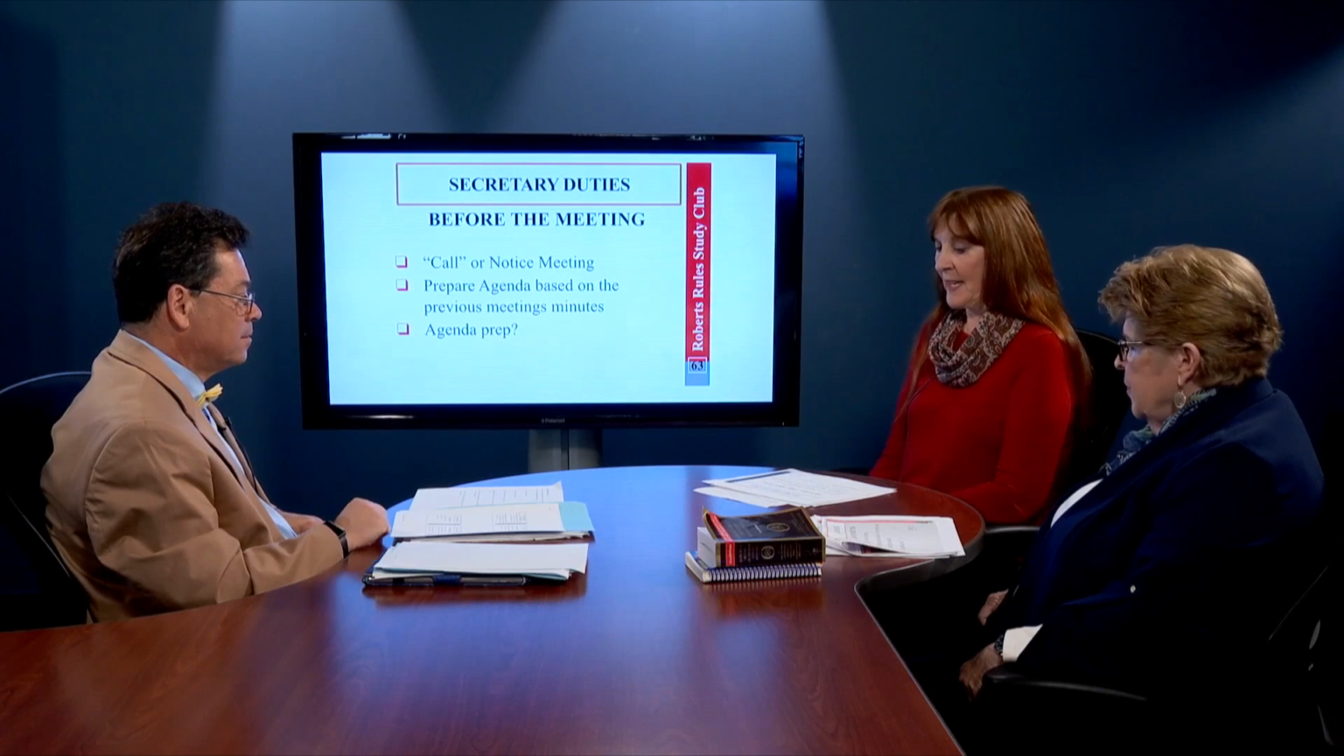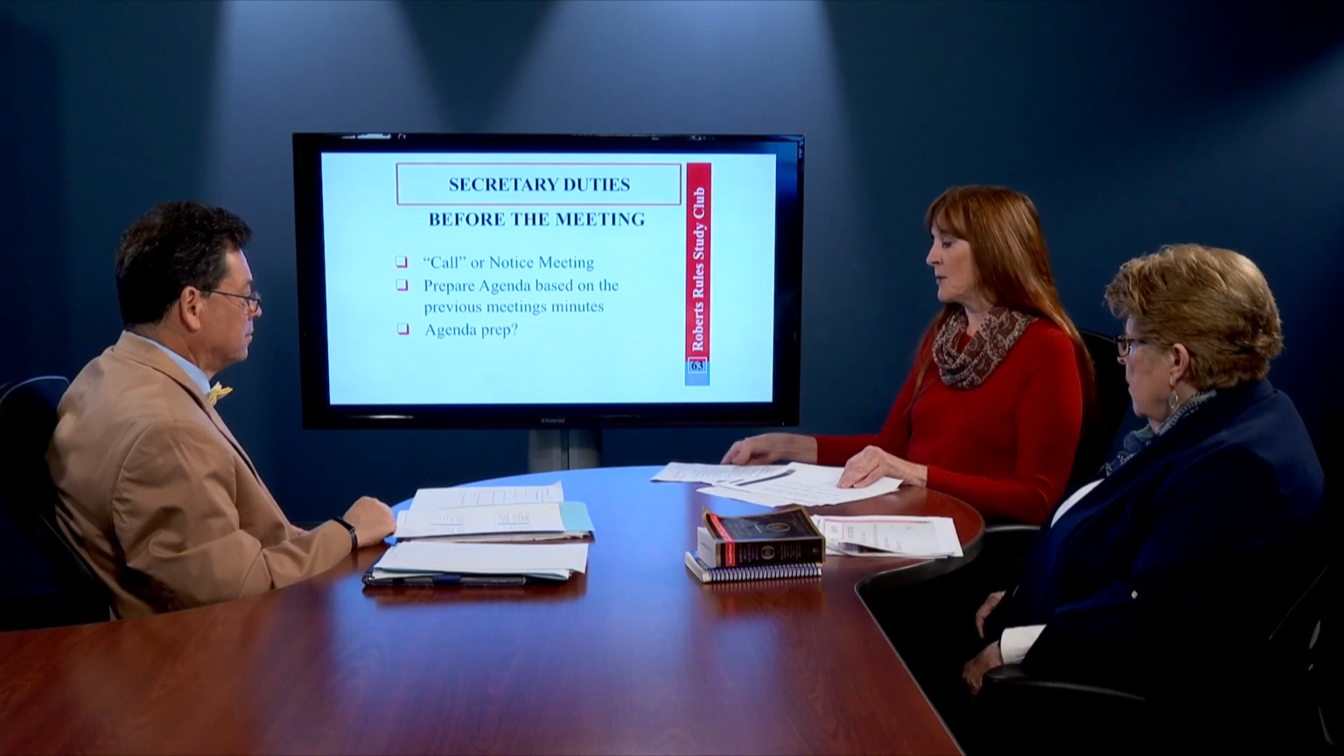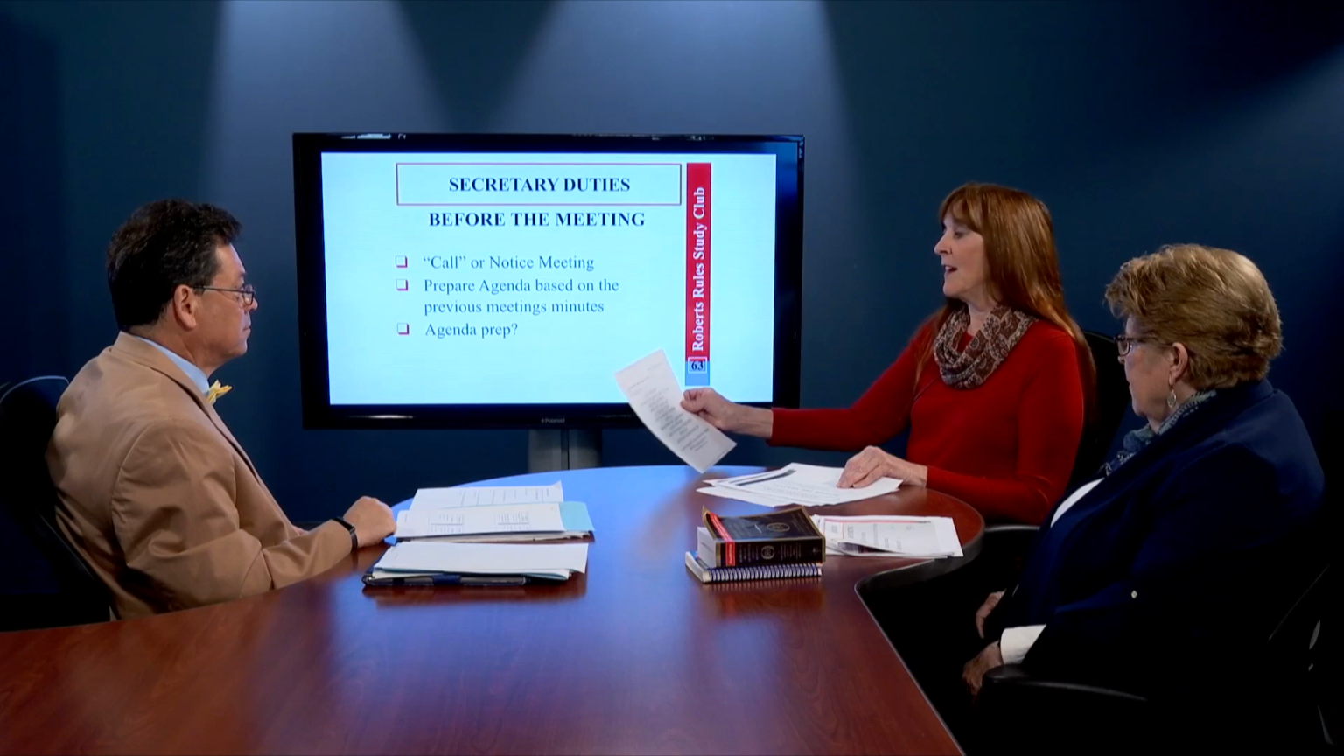So before the meeting, there is a call or a notice of the meeting. The president or the secretary will send out a notice with the information about the time, the date, and the location of the meeting. For instance, I just received one for the Roberts Rules Study Club on April 8th at 9 a.m. at the Key Club in Laguna Woods at Gate 10. So that will be the meeting.